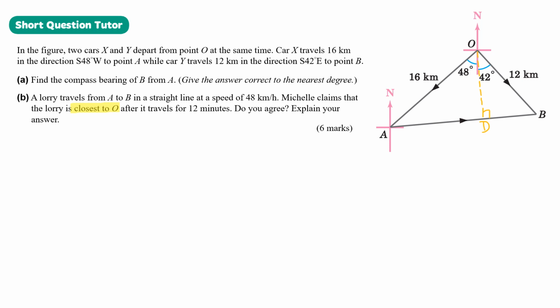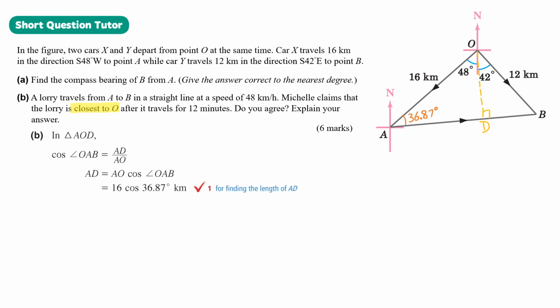Try to consider the length of AD first. Consider triangle AOD. We know the length of AO and we found angle OAD in part A. We can use the cosine ratio to find AD. Cosine angle OAB is equal to AD over AO. 1 mark will be given for finding the length of AD. We'll use this length in later calculations, so we may leave it in this form for now.